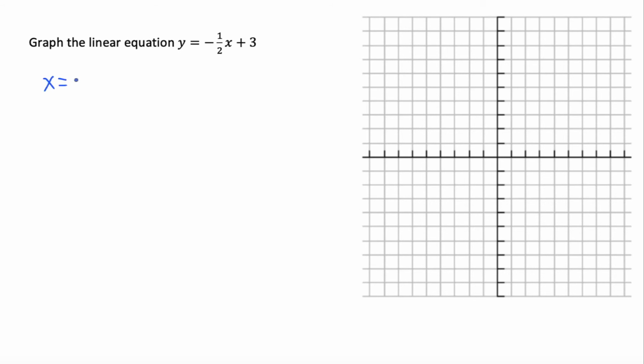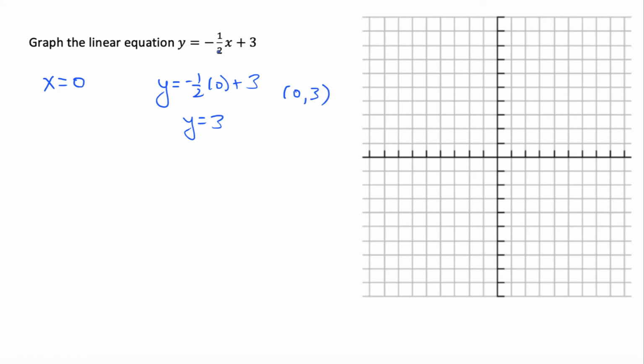So let's just pick values of x here. Now I'm going to pick x equals 0. That's always the best value to pick first. What does that mean though? It means we're going to plug in 0 for x, work everything out, and then get our y value. So y equals negative 1/2 times 0 plus 3. Anything times 0 is just 0, so we actually just get y equals 3. And that is going to be our first ordered pair.